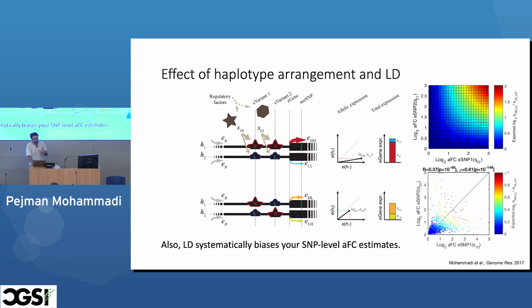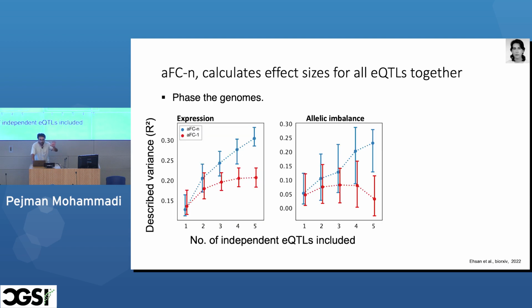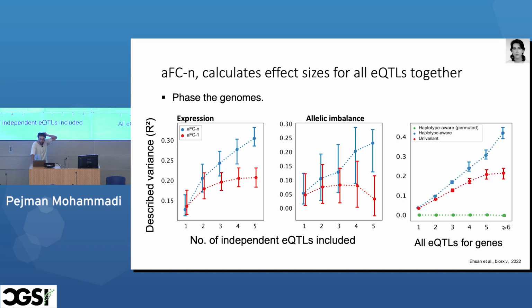At any rate, there are several reasons that that model fails when you have multiple eQTLs. So we basically made a second model that can calculate the effect sizes for all the SNPs that are associated with expression at once. And now if you calculate, you see the blue lines, now you're actually starting to describe more and more of the variation in ASC and gene expression. And if you do this now for all the genes with all the eQTLs we know, on the blue we have the multivariate version of AFC that we call AFCn, and this would be the AFC that stays.